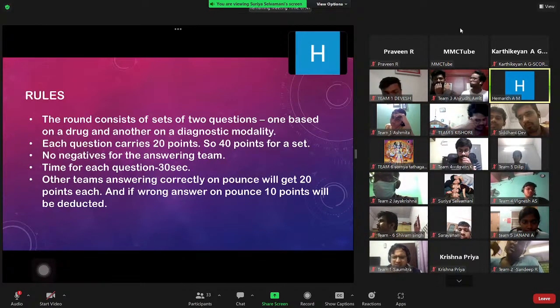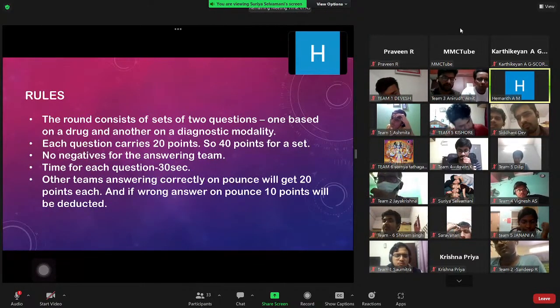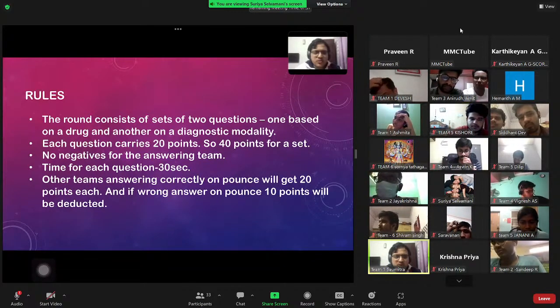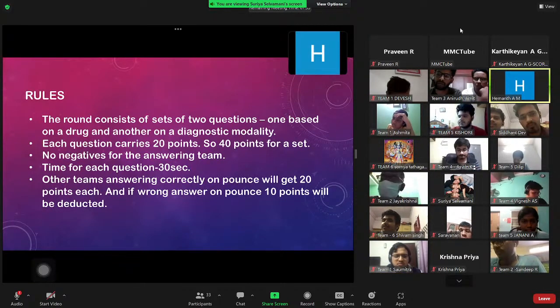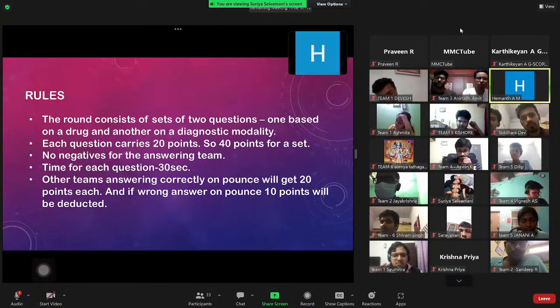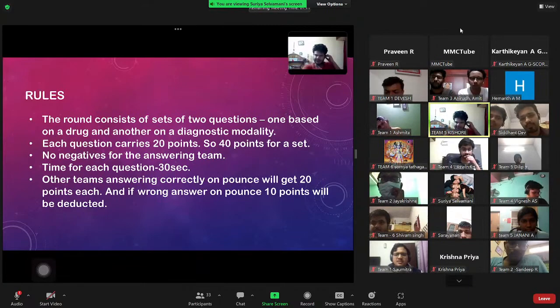Each question will have a duration of 30 seconds. The team answering on pounce will have 20 seconds. If they answer one correctly on pounce and one incorrectly, then there will be 40 minus 20, so you'll get only 20. Is it okay? So there is plus 40 minus 20 for every part, right? Yes. Each question, if you answer correctly, you'll get 40. Otherwise, negative, minus 20.